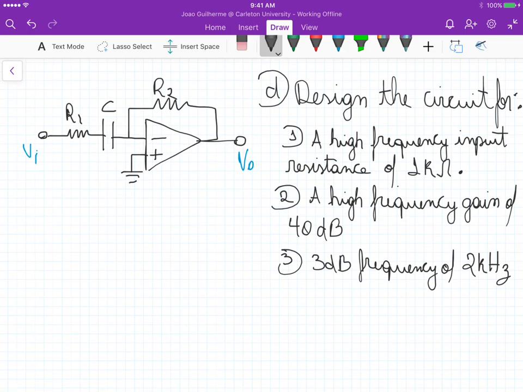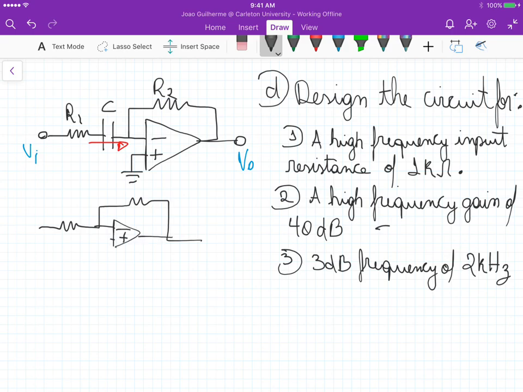Part D is to design the circuit for a high frequency input resistance of 1K, a high frequency gain of 40 dB, and a 3 dB frequency of 2 kilohertz. Now, if we look at the high frequency input resistance, we know that for higher frequencies, this capacitor becomes a short circuit, right? That's why it allows high frequencies to pass over this circuit. And if it becomes a short circuit, we basically get the same circuit that we had for an inverting amplifier, right?